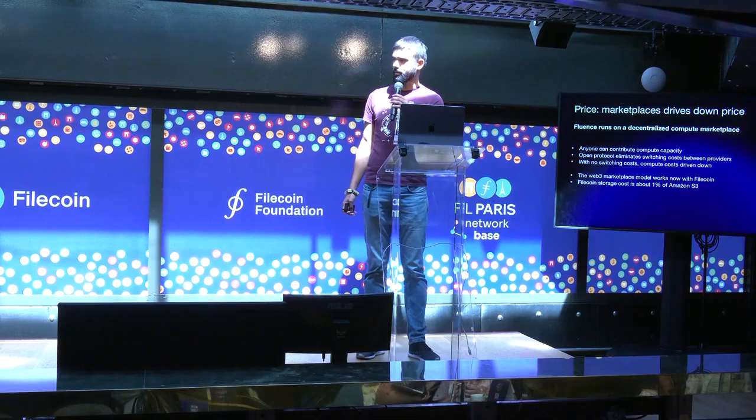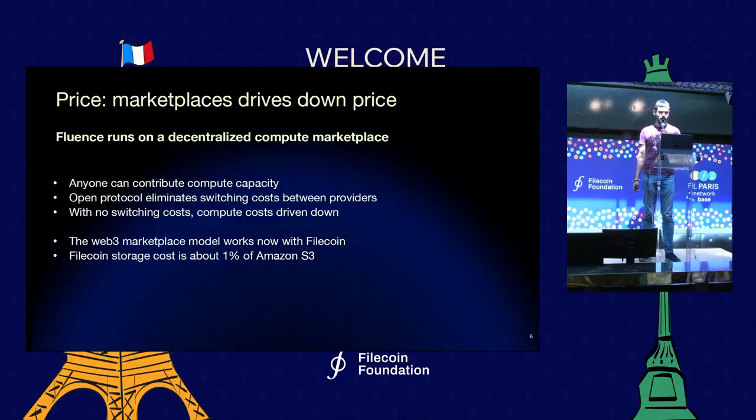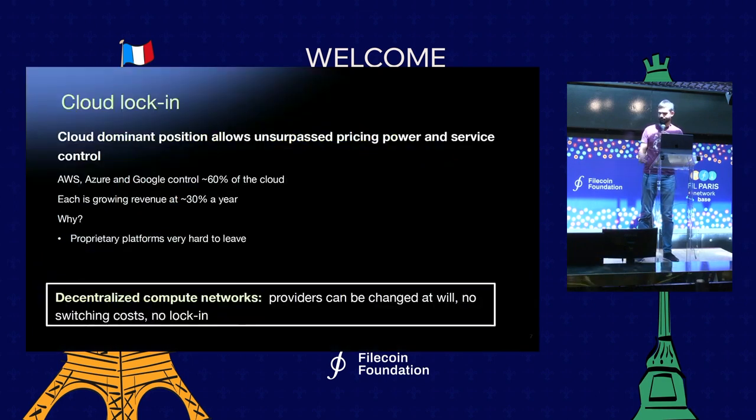How is the price going to be lower? How could it be cheap? So Fluence runs on a decentralized compute marketplace, and anyone who has a spare CPU time can contribute compute capacity. Open protocol eliminates switching costs between providers, and with no switching costs, there is competition which drives down the compute costs. Yeah, and we already saw how it works with Filecoin.